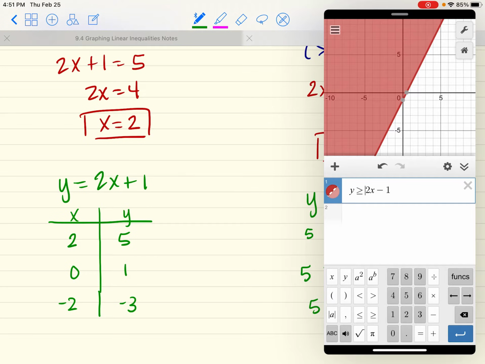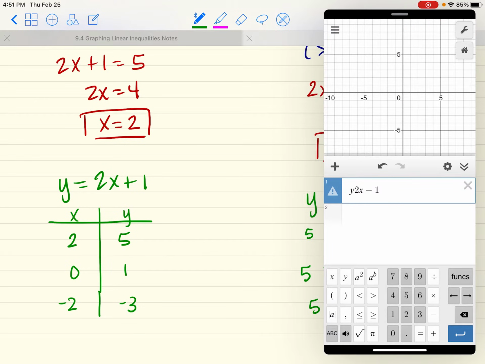Now watch what happens when I take the equal sign away. If I take the equal sign away, it makes that a dashed or dotted line, which means we're no longer equal. That means the points that are on the line are no longer solutions, but since it's greater, all of the points above still are. So we're still shading above that line.